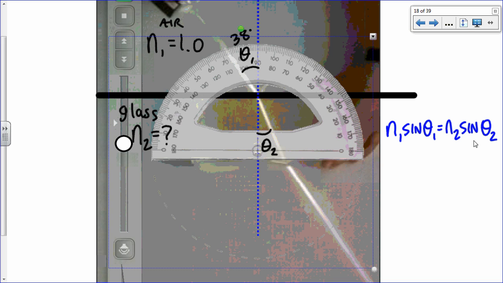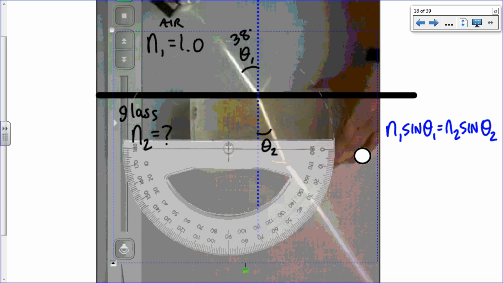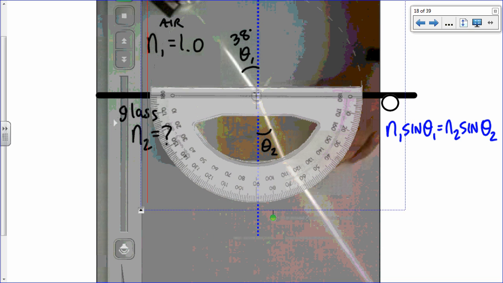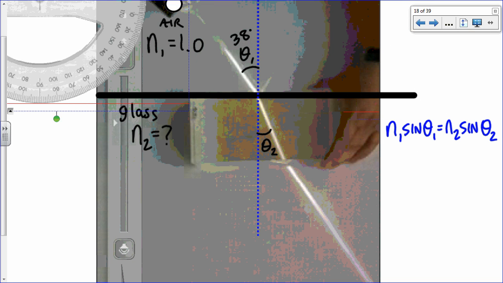All right. Then we need angle 2. Don't be too impressed. Let me do that again. That's not right on, but that's okay. So we want theta 2, and theta 2 is going to be 10, 20, we'll say 22 degrees. Actually, 23. 22 degrees. Okay?